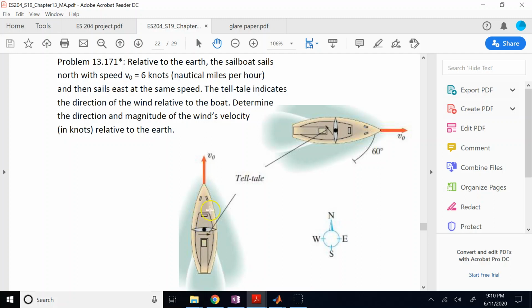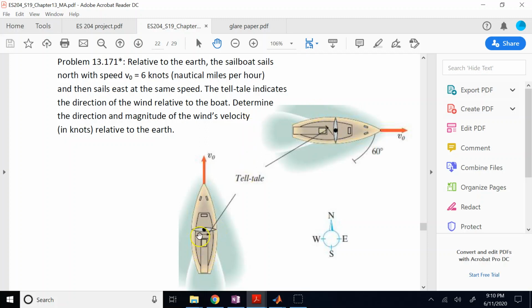So here you have a boat, and on the boat you have this telltale, and this telltale would tell you the direction, as it says, of the wind relative to the boat. So it doesn't tell you how strong, what is the magnitude of the wind with respect to the boat, but it tells you which direction it is with respect to the boat.